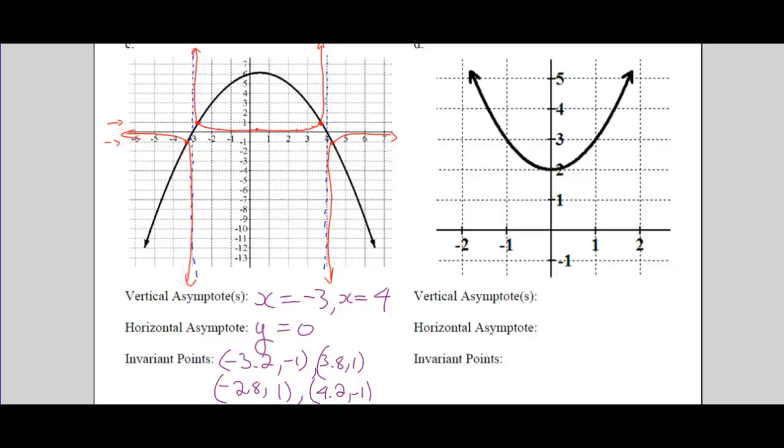There's no invariant points, right? Invariant points would be on this line. This line. No invariant points. Or this line. No invariant points. Okay, so there's no invariant points, there's no asymptote. So what can we do?